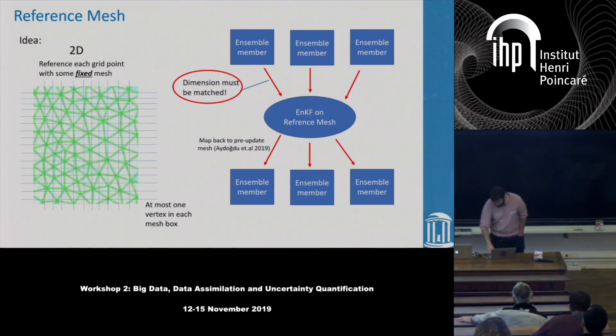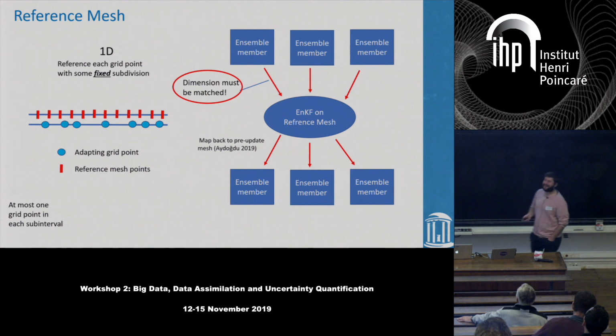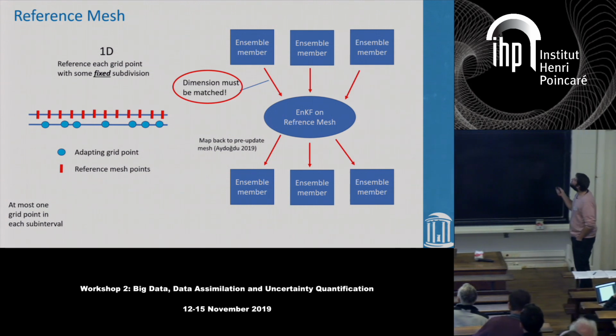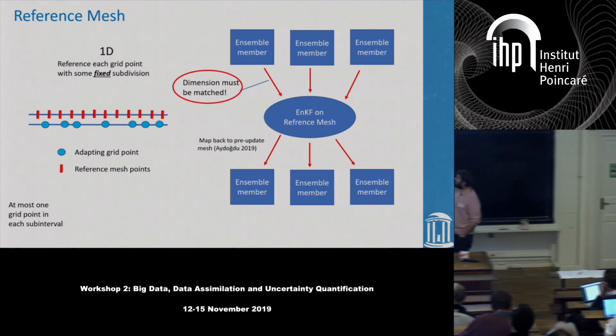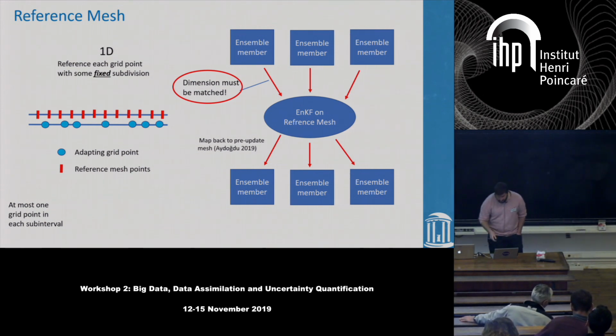2D is always harder than 1D, so we start with 1D. This is what it might look like in 1D. It's the same idea. We have adapting grid points, and then we might decide on some fixed reference mesh that we want to use to compare all of the ensemble members. So in this case, we might just have at most one grid point in an interval.